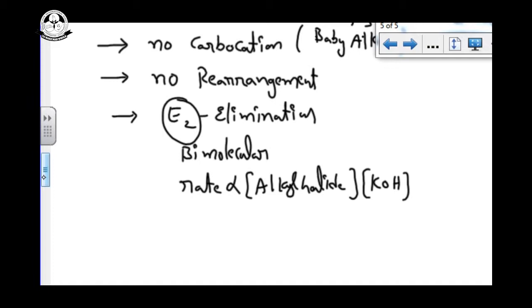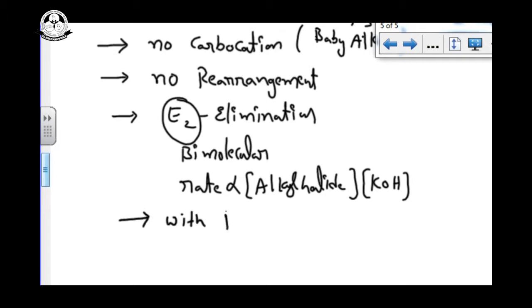E2 elimination is a bimolecular reaction. 2 molecules are involved in the chemical reaction. That is what it is saying, bimolecular reaction. Here the reaction intermediate is a baby alkene.